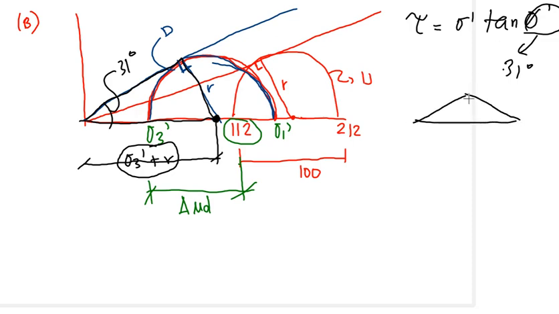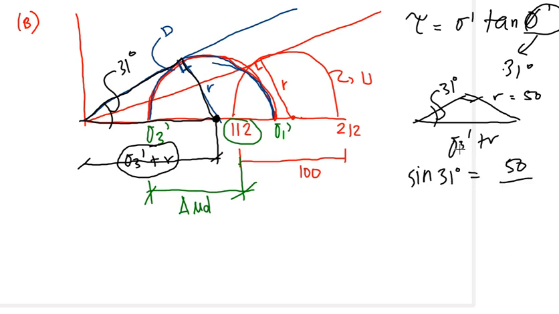So kunin natin yung triangle, this is 90 degrees. So this is sigma 3 prime plus R. Yung R natin is equal to 50. This is 31 degrees. So using our sine, so sine of 31 degrees is equal to 50 over, let's say this is X. Yung sigma 3 prime plus R, that is equal to X. So X tayo dyan. So yung value ng X natin is equal to, solve this in your calculator, ang makukuha natin is 97.08. So kindly check my calculation.